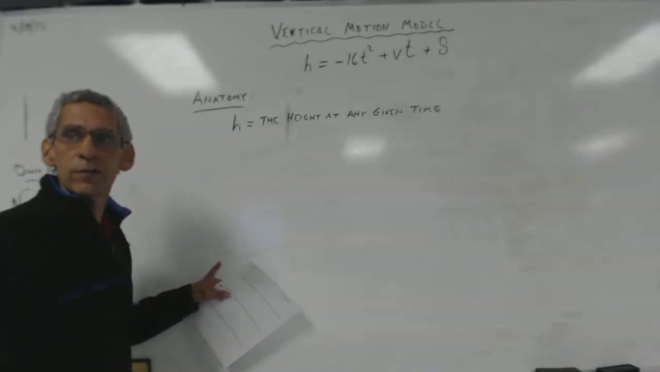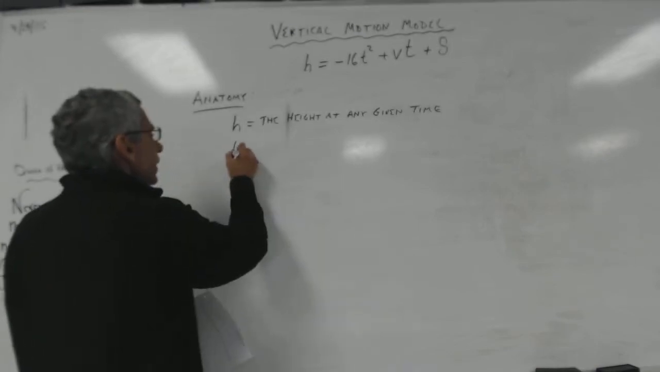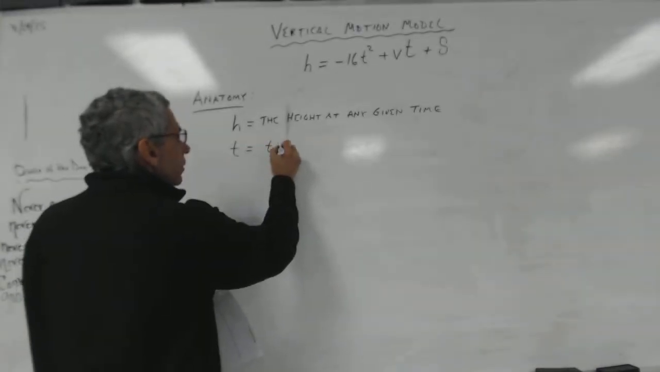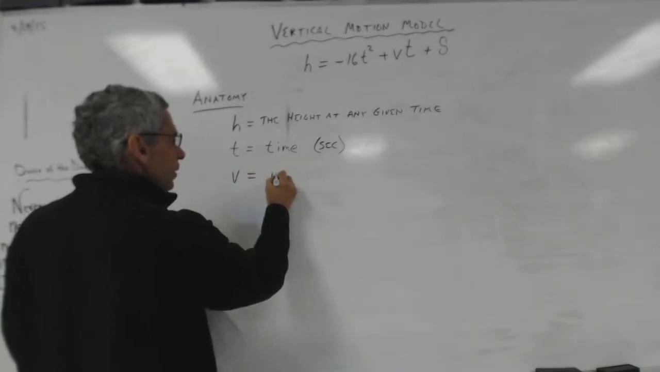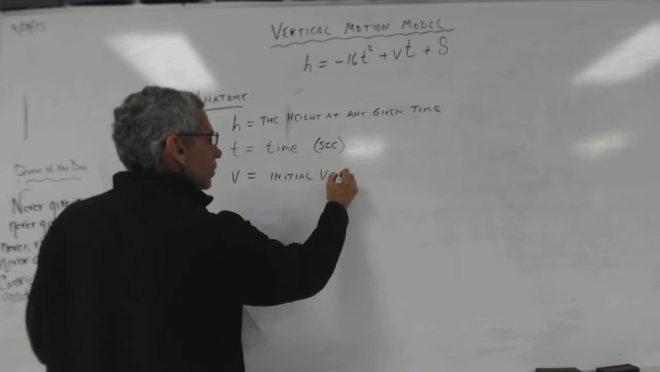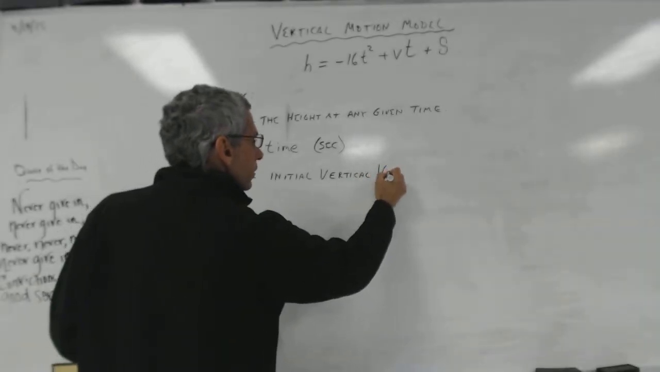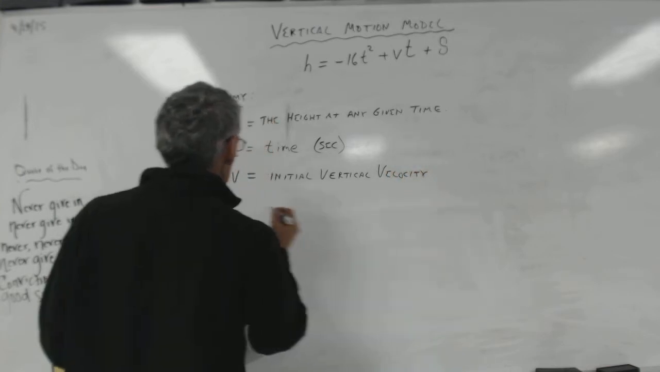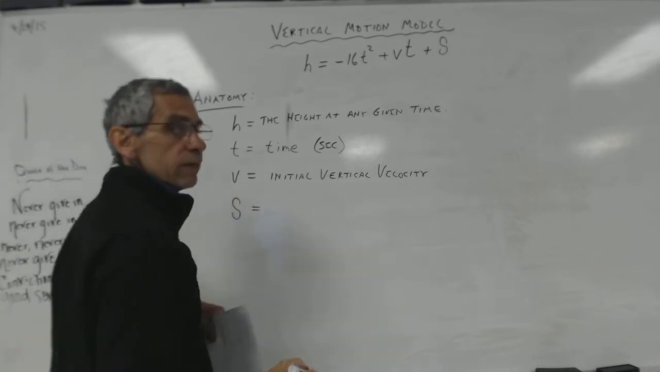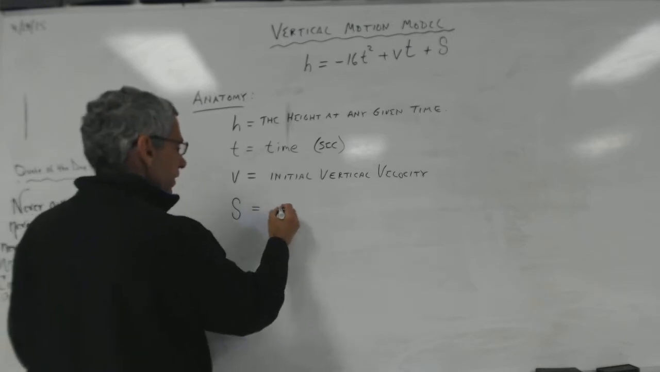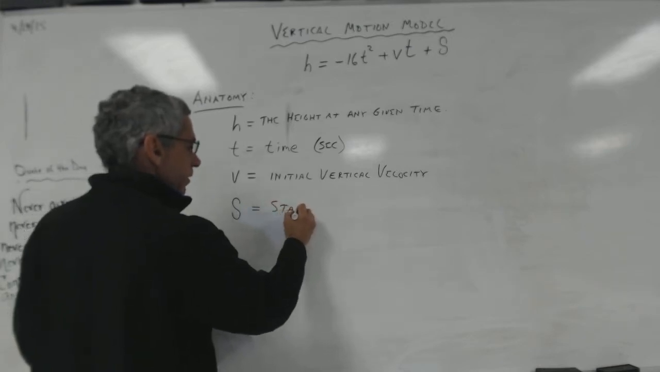Now, what do you think is time in this equation? T. So T is the time, and time is in seconds. And V stands for initial vertical velocity. I'm going to explain all these things to you in a second. And S, that's an S. I write it weird because I don't want it to look like a 5. S is the starting height.